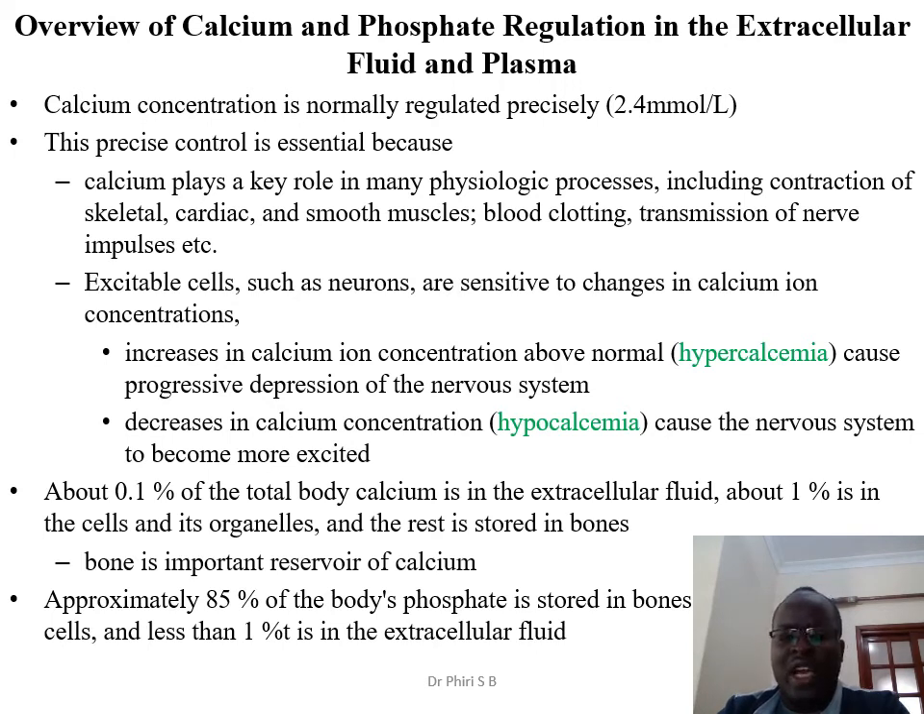But with regard to calcium, only 0.1% of calcium is in the extracellular fluid, and 1% is in the cells. But you realize that the concentration of calcium in the cytoplasm is almost zero. So the 1% of calcium found in the cells is mostly found in the cell organelles. So remember, cell organelles can store calcium, but in the cytoplasm of most cells, the concentration of calcium is almost zero, because it's 0.0001 milliequivalent per deciliter.